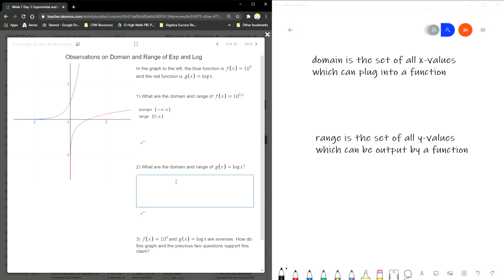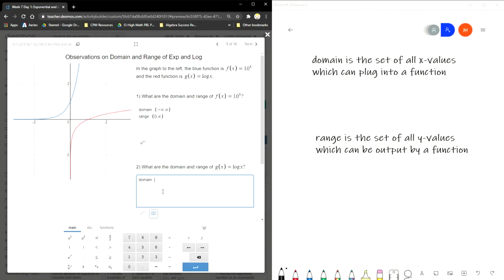That's a side note. So let's look at the domain. What x values are able to be plugged in? It looks like it goes all the way to the right. So I'm going to say domain is definitely going to have infinity on the upper bound, right? But what about the lower bound? What is the lower bound of this function? How far to the left does it go?